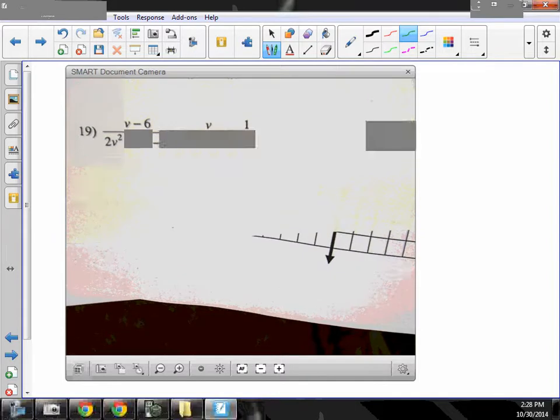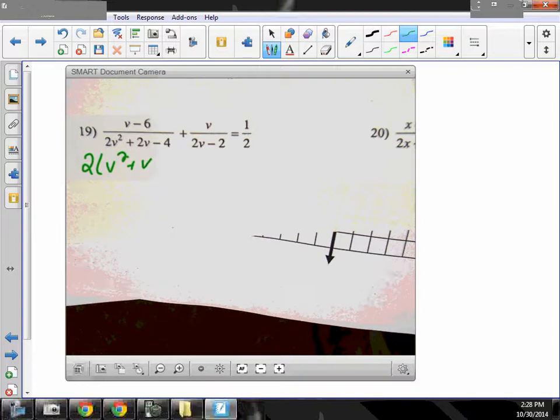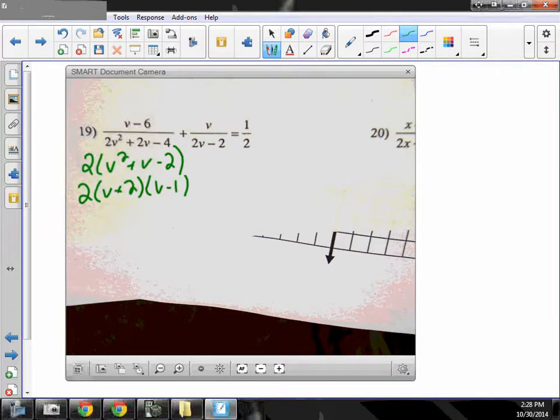So I need to factor all of the denominators. So 2 times v squared plus v minus 2. Is that going to factor further? We just saw it on the last problem, right? V plus 2 times v minus 1. And then the second one is 2 times v minus 1. So what is my common denominator? 2, v plus 2, and v minus 1. So what does my first fraction need? Nothing. It already has everything it needs.